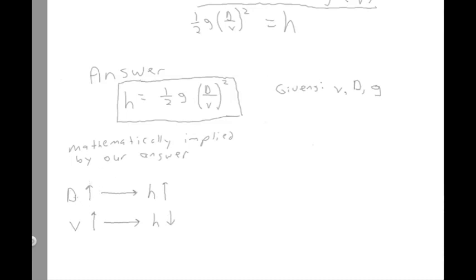It should make sense to you that since d is on top of the fraction and v is on the bottom, increasing d has an opposite effect on h as increasing v. d is on the top, which means increasing d increases h, and v is on the bottom of the fraction, which means increasing v decreases h. The bigger the denominator gets, the bigger the bottom of the fraction gets, the smaller the entire fraction gets. I hope you're familiar with that idea. So this is what's mathematically implied by our answer.